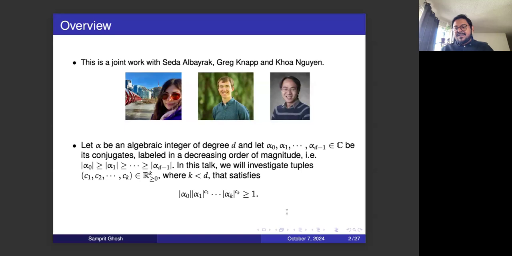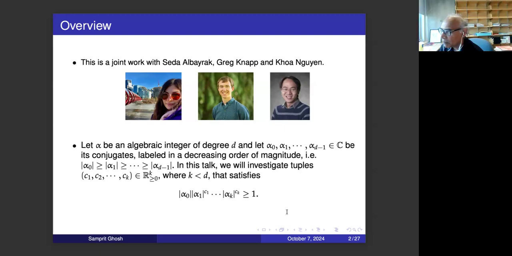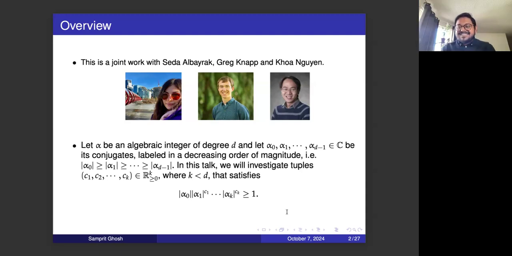I'll first tell you why we care about this, and then what kind of results we can prove. Is this for every k less than d or a particular k? That's for no particular k. For any k less than d, we can investigate this.